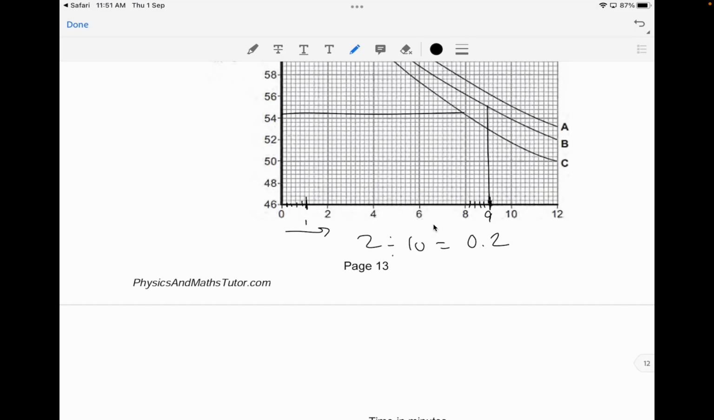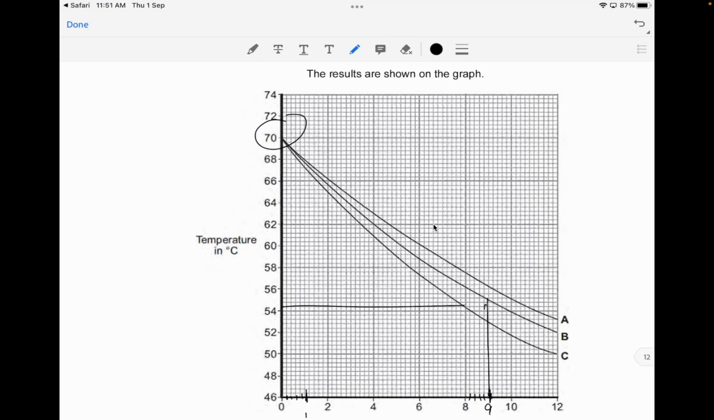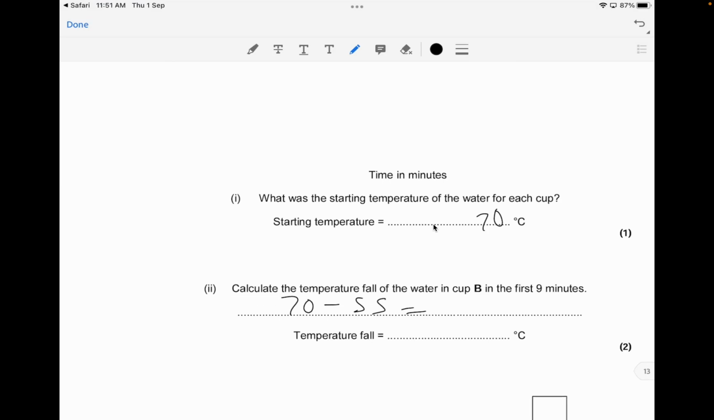If you see clearly, if you take the axis, it's roughly reaching 55 there. So you're going to have 70 minus 55 to give you a value of about 15 degrees. That's going to be the fall of temperature of water in cup B in the first 9 minutes. Let's move on to the next question.